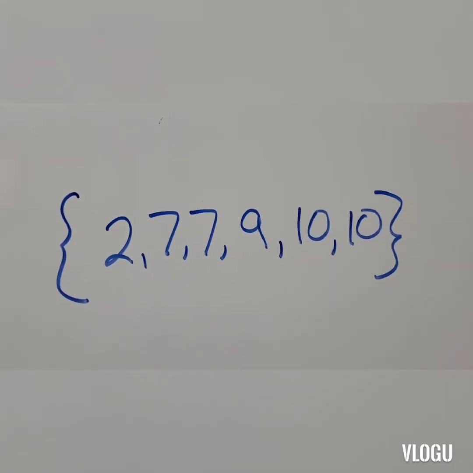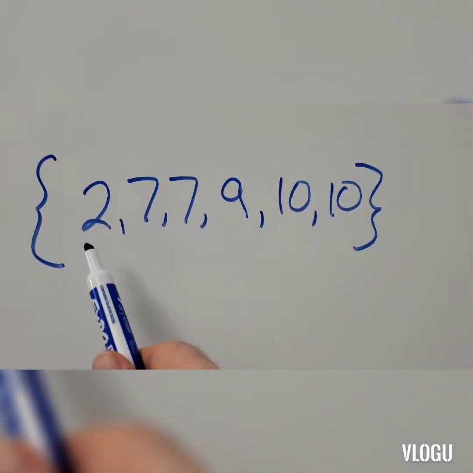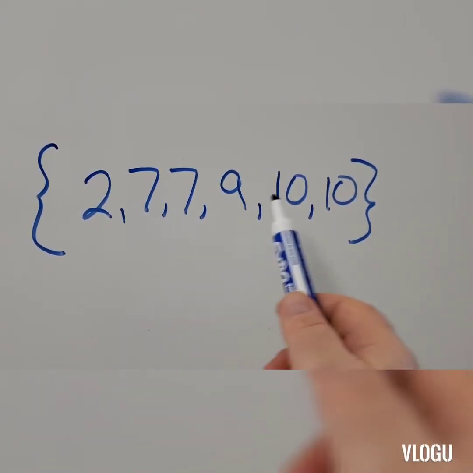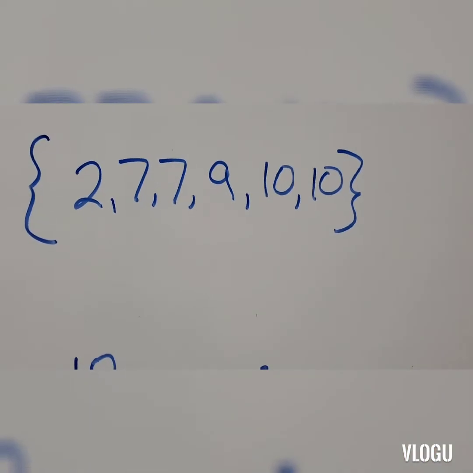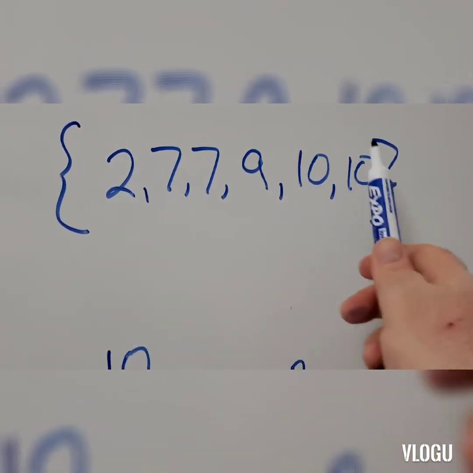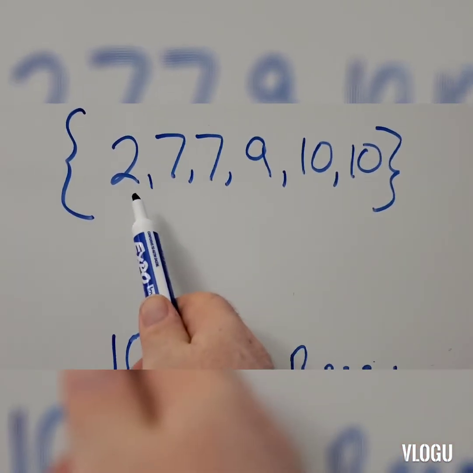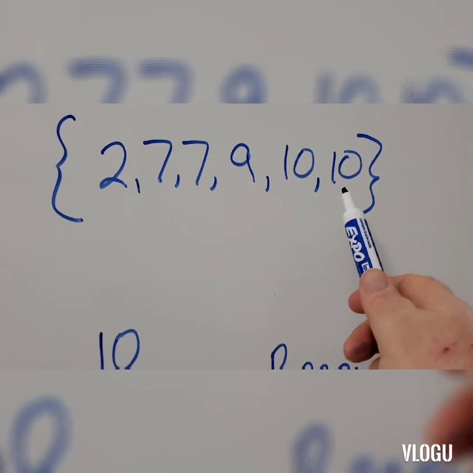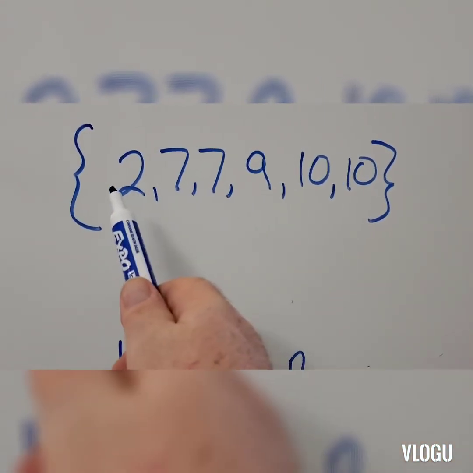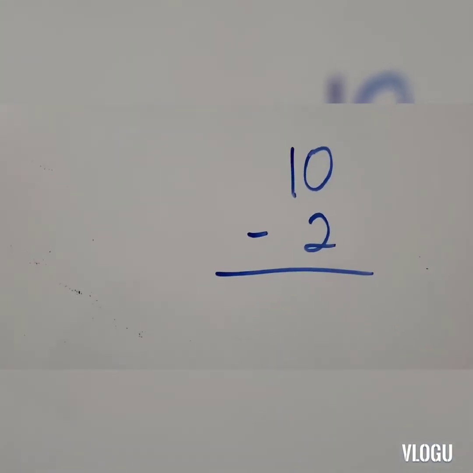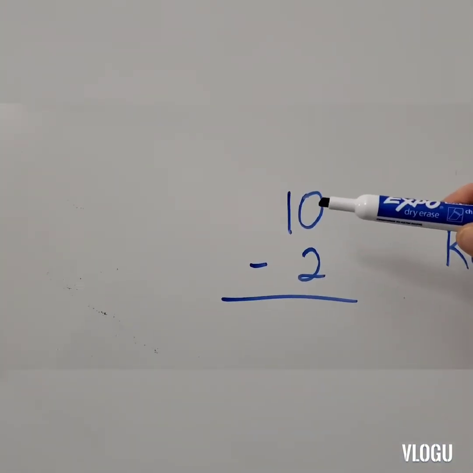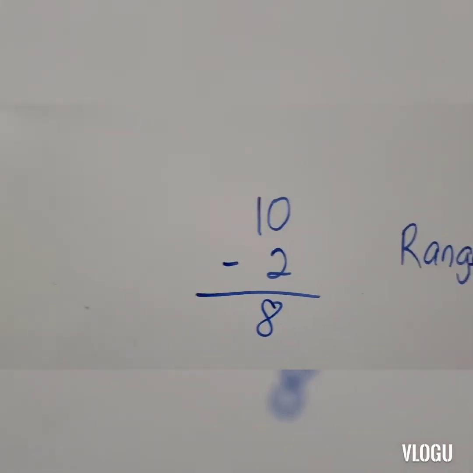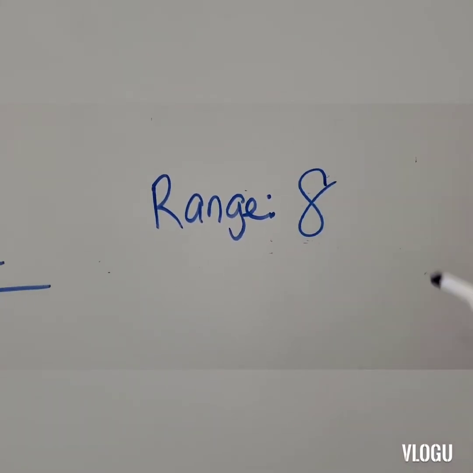In this particular number set, we have 2, 7, 7, 9, 10, 10. There are a couple of 7's here. There's a couple of 10's here. We don't care about that. All we care about is the largest number and the smallest number. So the largest number, even though there's a couple of them, is still 10, and the smallest number is 2. So we're going to take the largest, subtract the smallest, and that is the range.